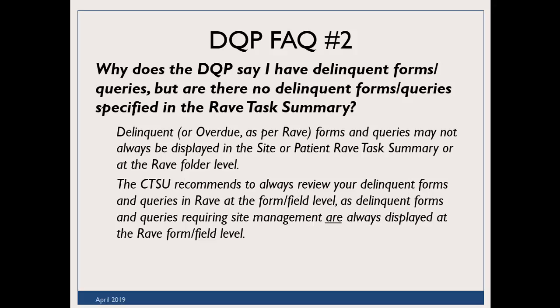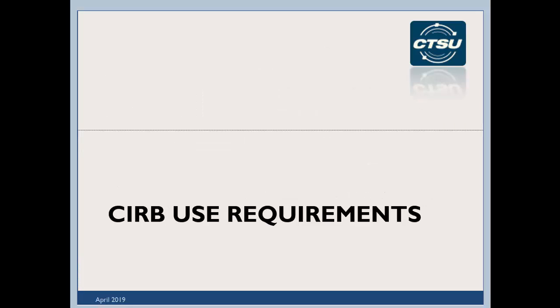Another example, why does the DQP say I have delinquent forms? When I go look at the task summary, I don't see them. The delinquent queries and forms are not always listed in the task summary, so we do recommend that you go down to the form and field level to ensure that you've caught all of those queries.